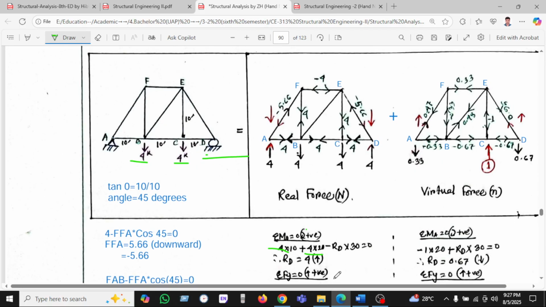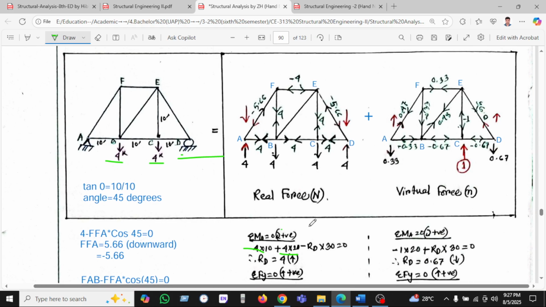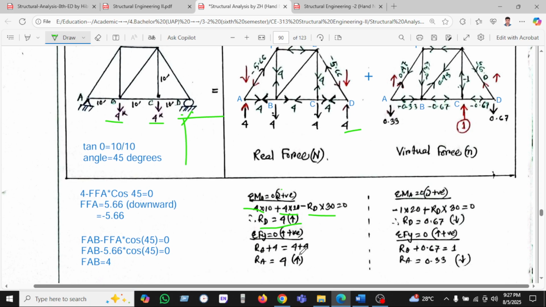So I'm just zooming here again. So RD equal to RD into 30. In this way we get RD equal to 4, which is upward. So this is the 4. In this way we are calculating the summation of Fy equal to positive. So RA plus 4. As we know, this is the RA.